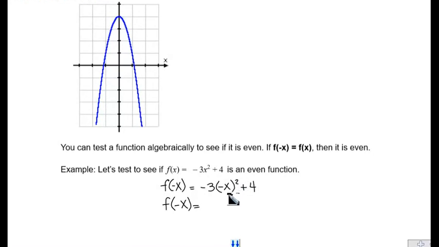So the answer to this first term is negative 3x squared. And I didn't have to do anything to the second term, so I'll just write that down. And now I will compare this new function to my original function, and it is identical, which means this particular function is even.